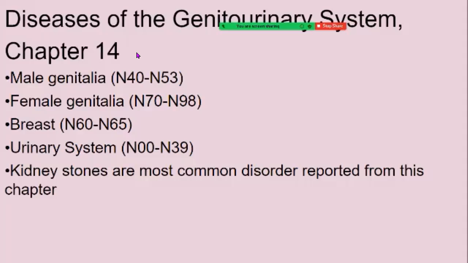Diseases of the genitourinary system, which would be your male genitalia, N40 through N53, your female genitalia, N70 through N98, your breast, N60 through N65, urinary system, N00 through N39, and kidney stones are the most common disorder reported from this chapter.